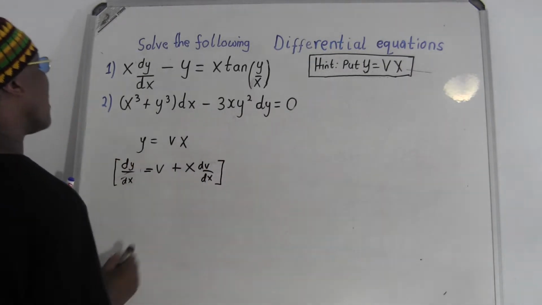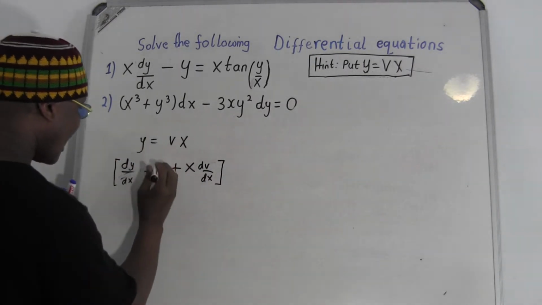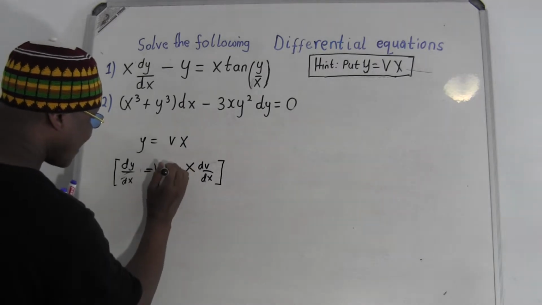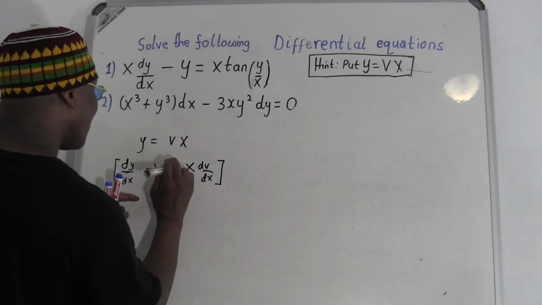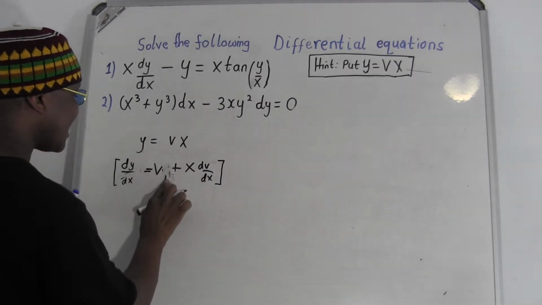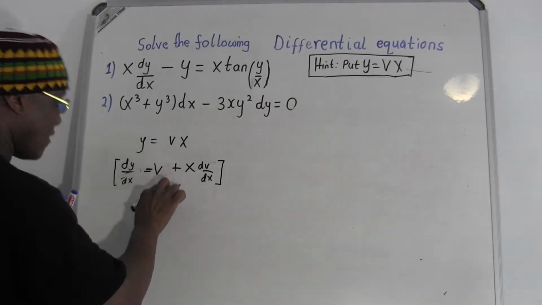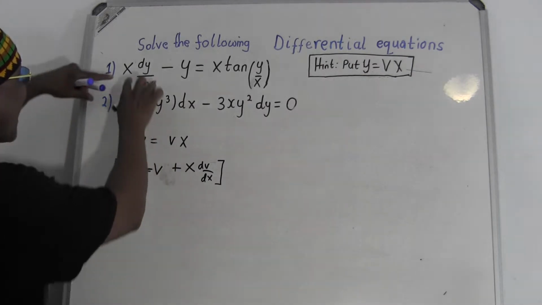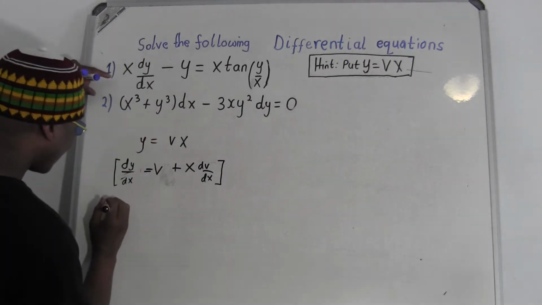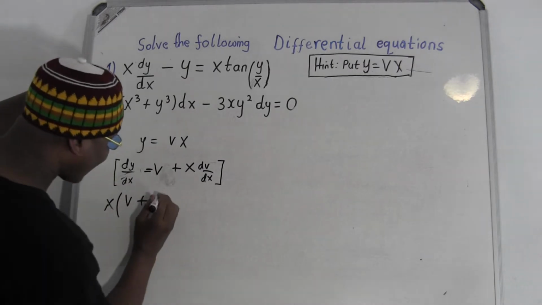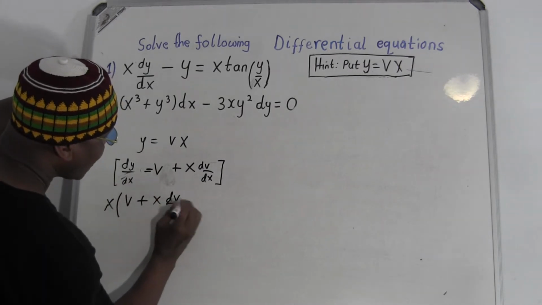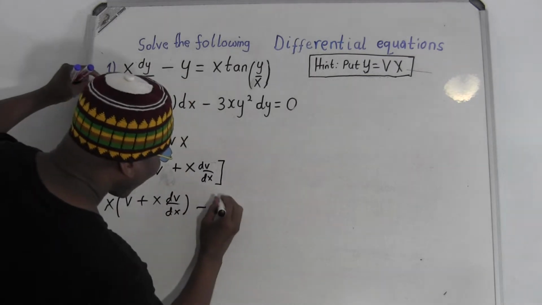Product rule here, okay? Or if you don't know, let me explain to you here. You put v, differentiate x, it's going to be dx over dx. That's why I did not write dx over dx, because dx over dx equal to 1. So I can just simply say v. Okay, so we're going to plug everything back here. So dy over dx equal to v plus x dv over dx, minus y.